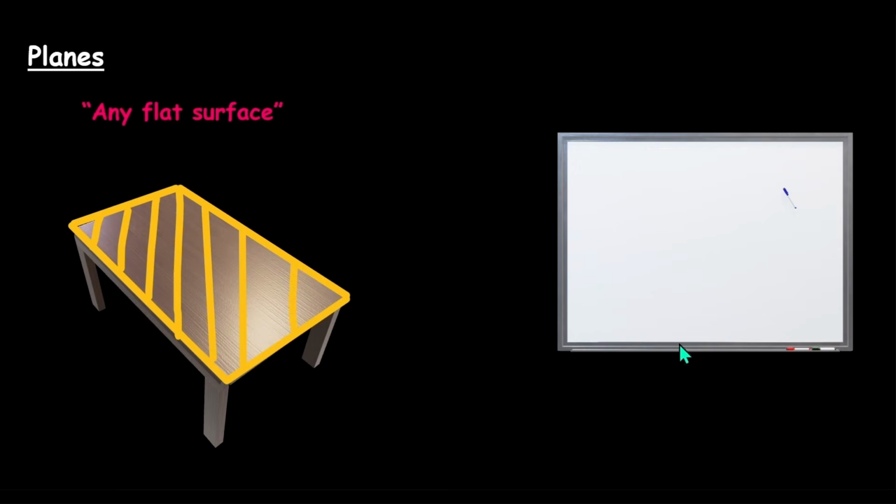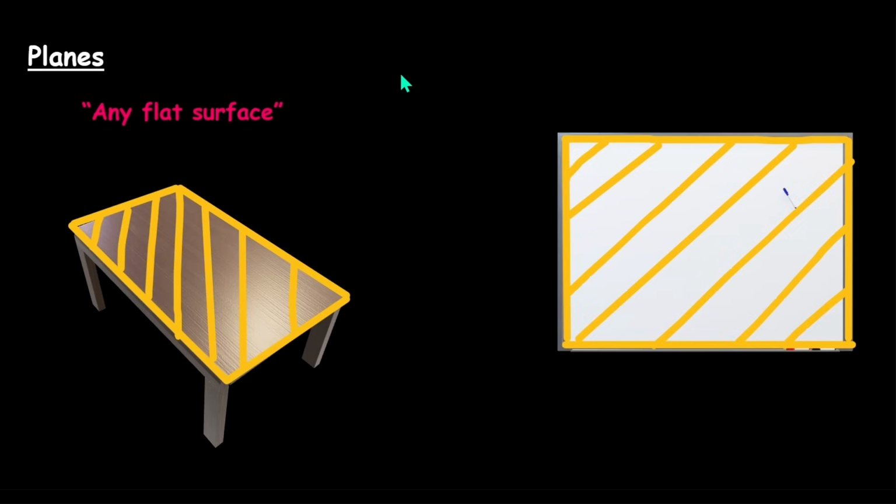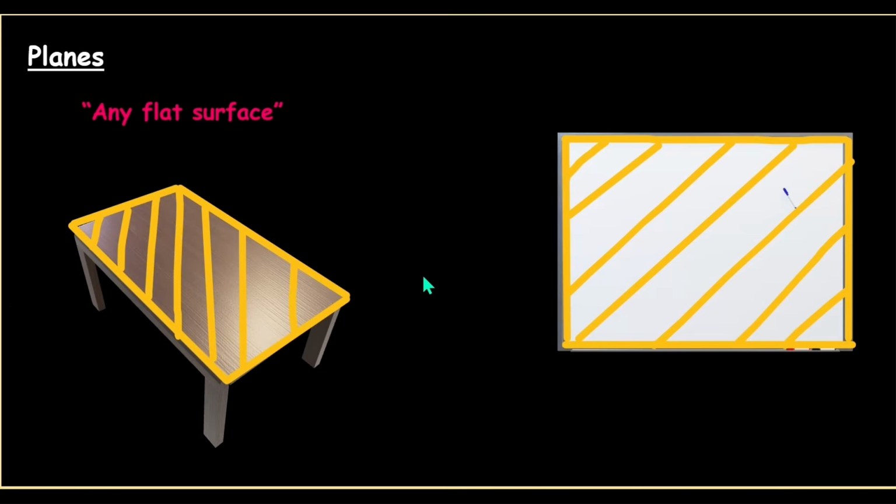It can also be a whiteboard. You can see that this surface is a plane. Even this is a plane, as this surface is flat, right? And not just that, even the screen that we are watching this on, the screen I'm teaching this on, if you take the whole screen, even that is a plane because it's a flat surface.